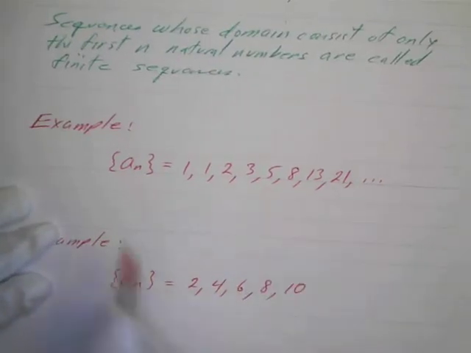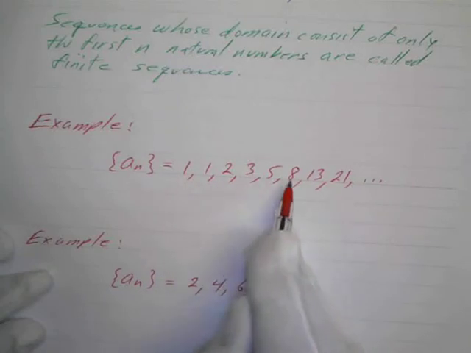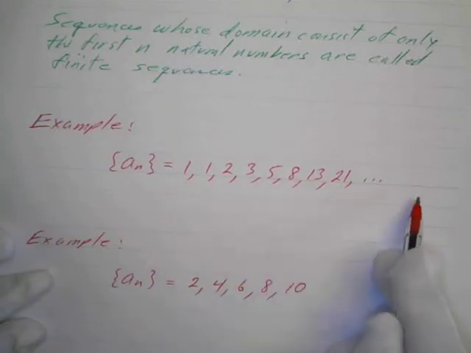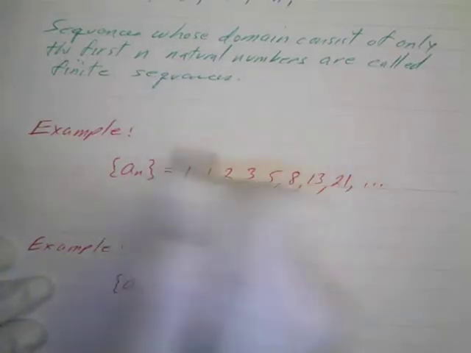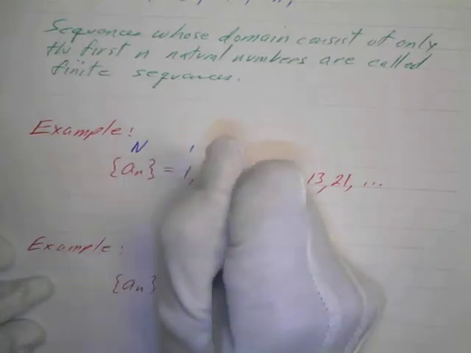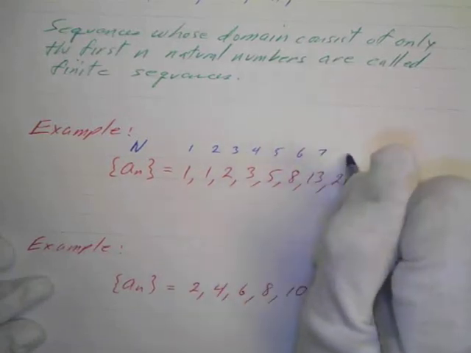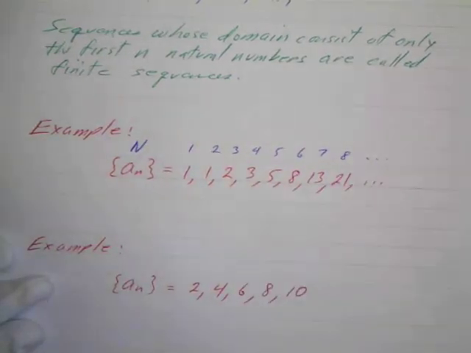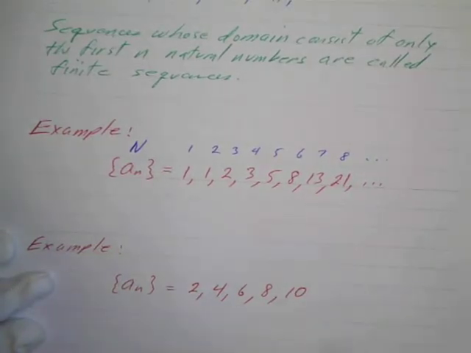We can count the number of terms. So let me give you a couple of examples that might make a little more sense. So here's a sequence, a sub n, and these are the sequence values, 1, 1, 2, 3, 5, 8, 13, 21. And I think if you look at this after a while, you'll be able to see the pattern. Now the domain are the natural numbers, and that's this set containing 1, 2, 3, 4, 5, 6, 7, 8, etc. And they go on for as long as you want. That's what we call an infinite sequence because it keeps going on.